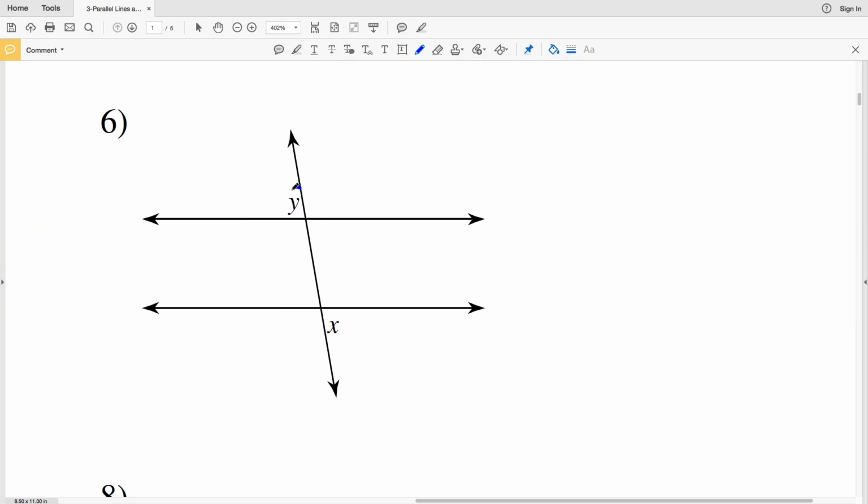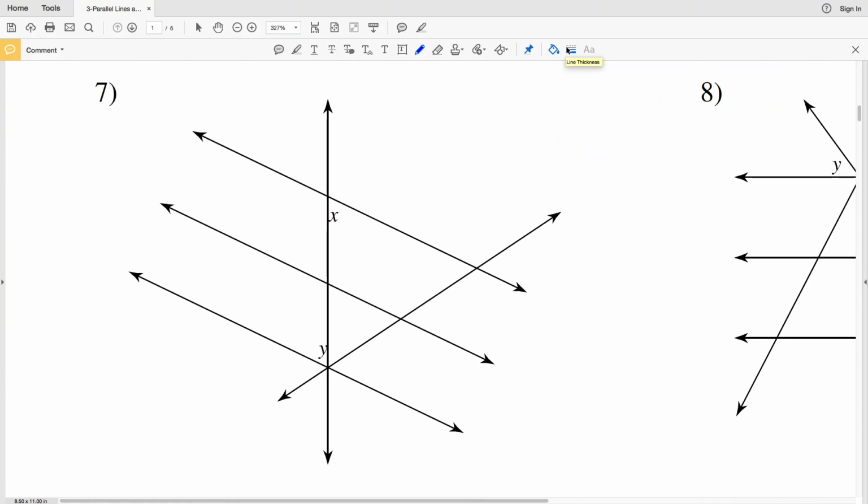For number 6, X and Y, again, are on opposite sides of the transversal. Y is to the left, X is to the right. However, as opposed to being in between, they are outside of those intersected lines. Therefore, they are alternate exterior angles.